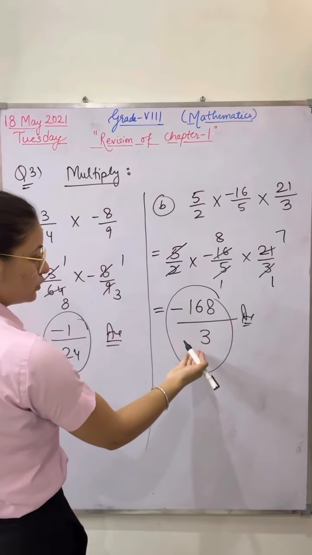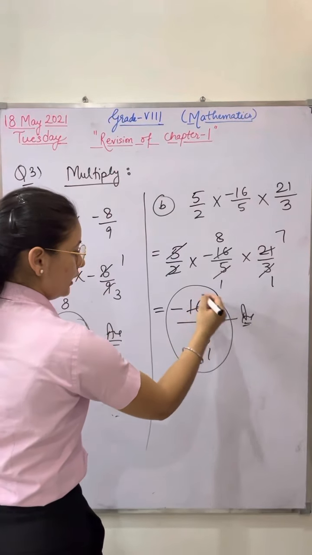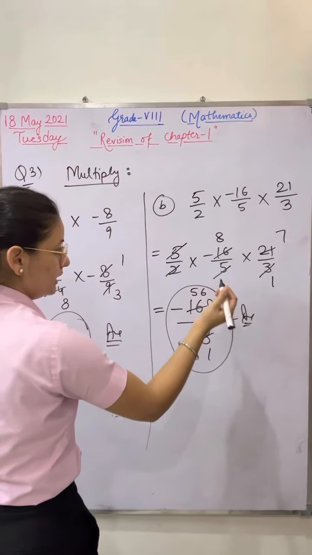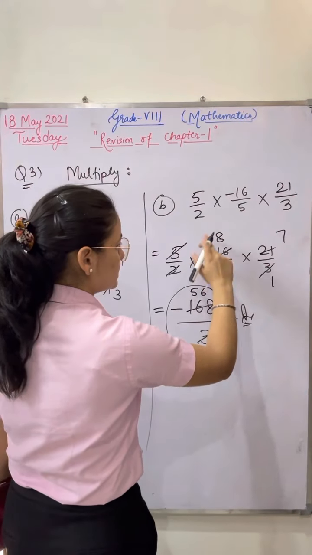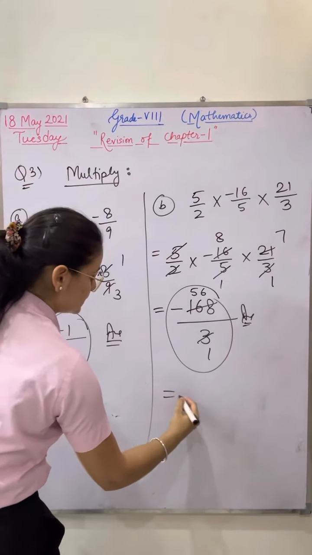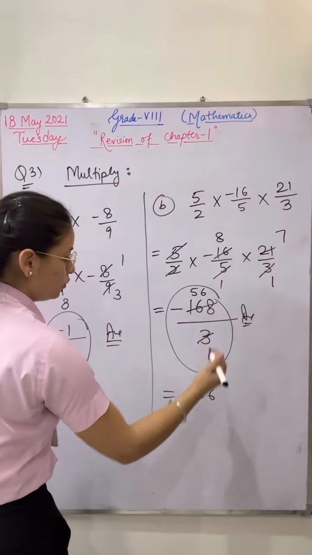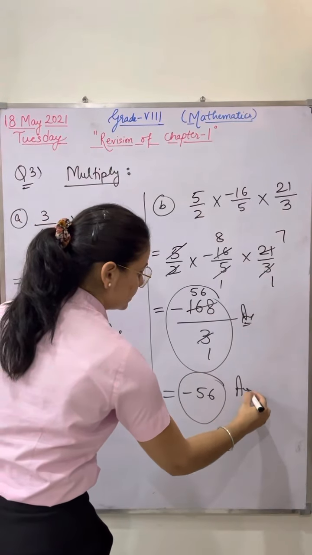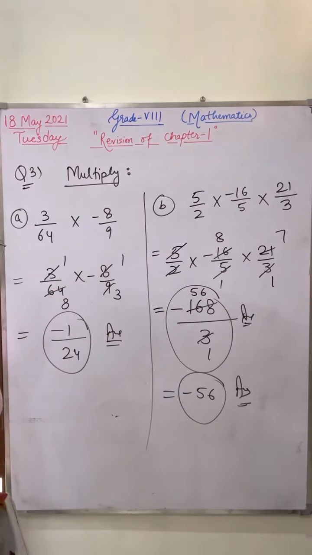Okay, it is also going on 3 table. 3 ones are 3, 3 fives are 15, and 3 sixes are 18. Okay, if here I'll cancel, minus 8 into 5, minus 56 upon 1. This is your answer. Absolutely correct. You can cancel these two also.